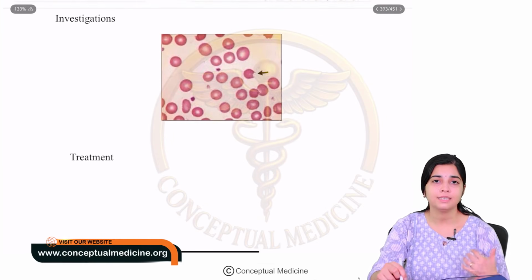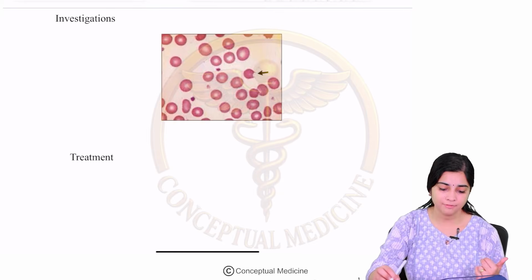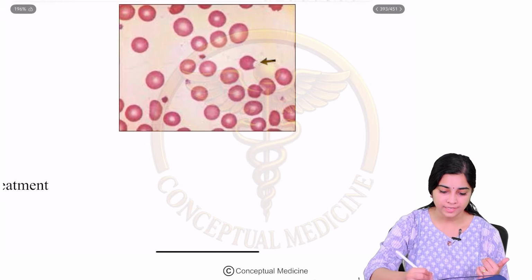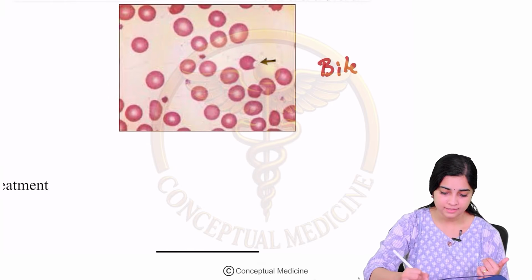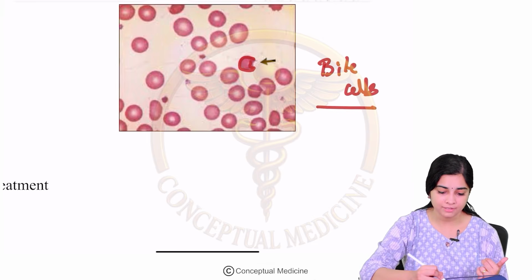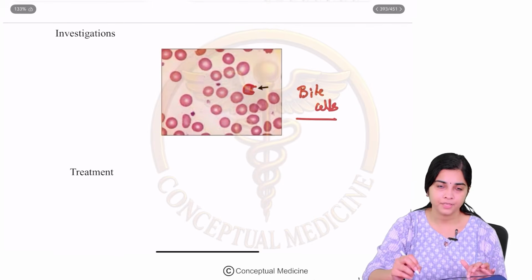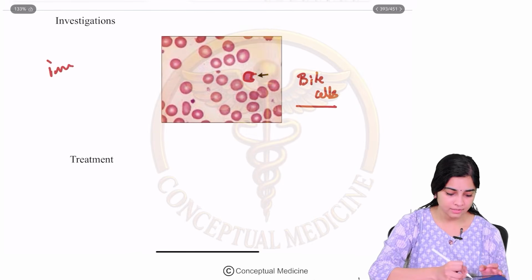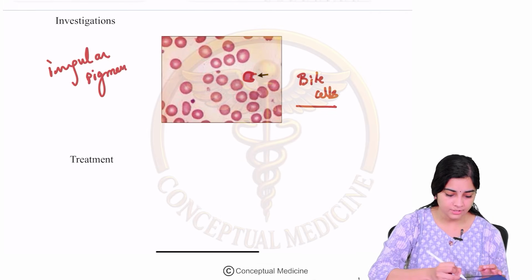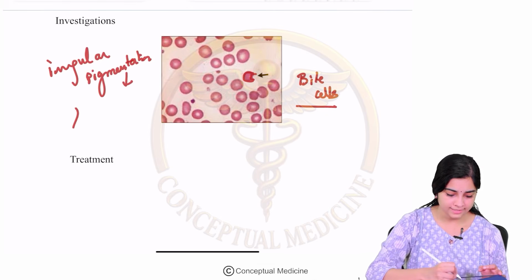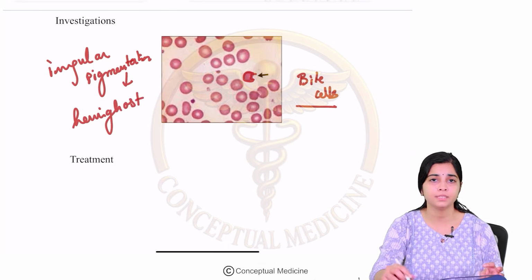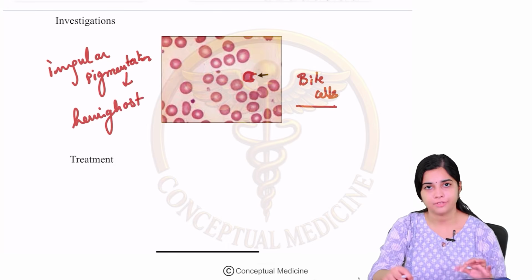Now let us understand the investigations which can be done in G6PD deficiency. So in the peripheral smear, what are you going to find? You are going to find something called bite cells. These bite cells are seen because of irregular staining of the RBCs. You can find that the RBCs are somewhat bitten off. Okay, then there can be irregular pigmentation or granulation of the RBCs, which are called hemighost cells. So, bite cells and hemighost cells in the peripheral smear are seen with G6PD deficiency.